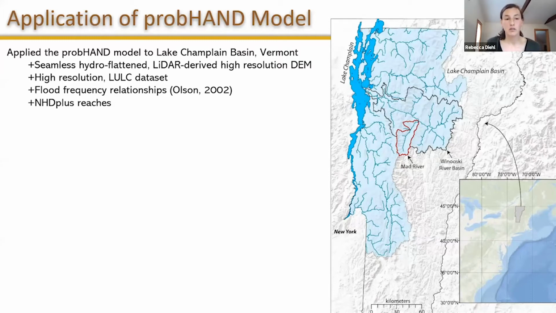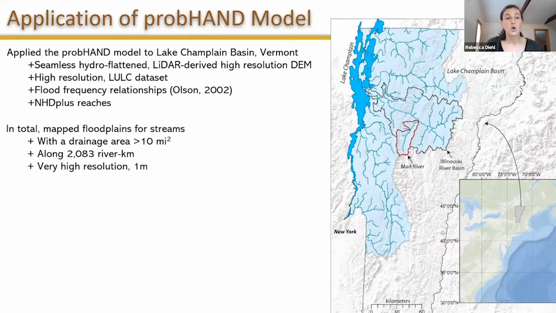We use a land use land cover data set, a flood frequency relationship, or these regional relationships developed by Olson. And then NHD Plus reaches, which is actually a national data set that defines different reaches. In total, we mapped floodplains for streams with a drainage area greater than 10 square miles. That was the focus of this work.